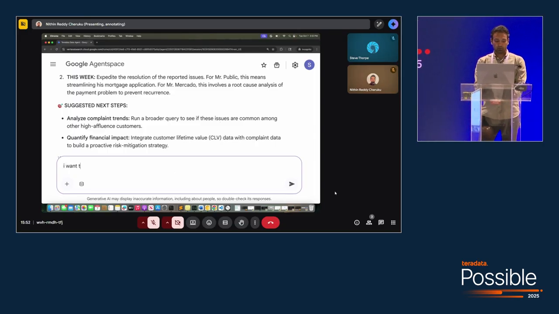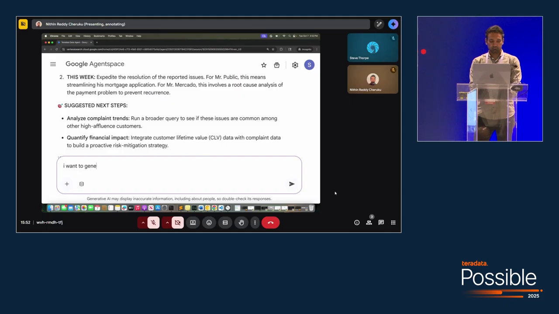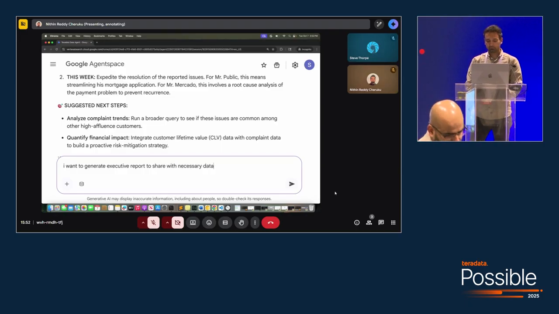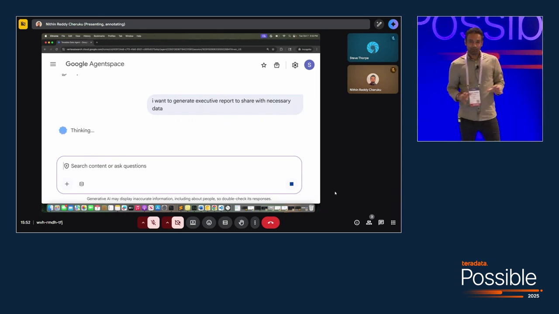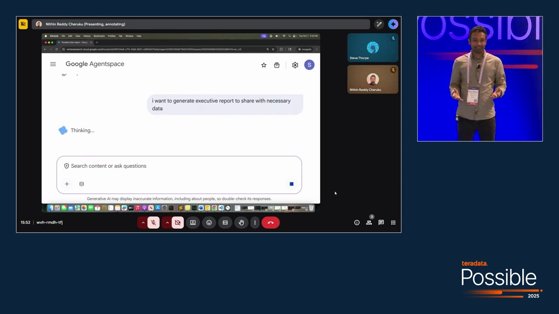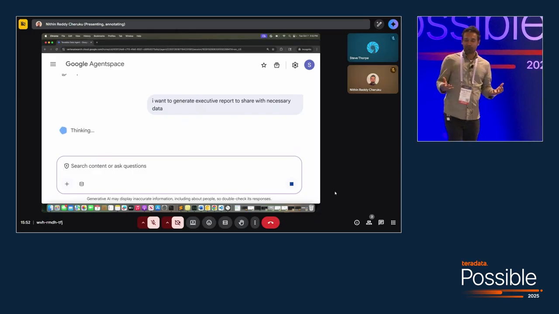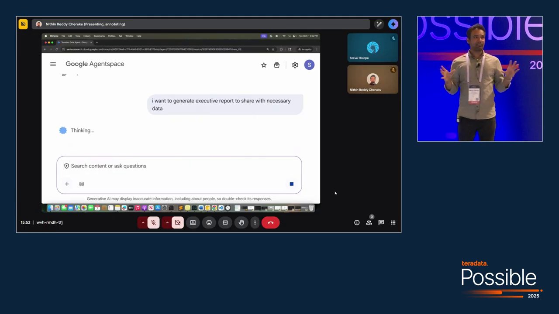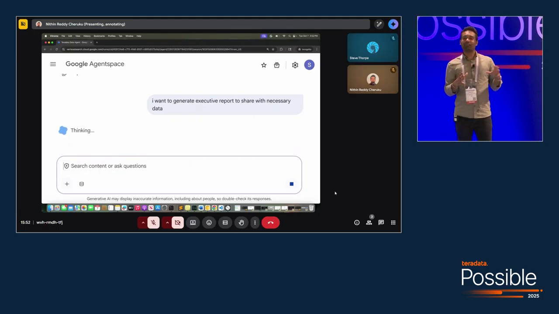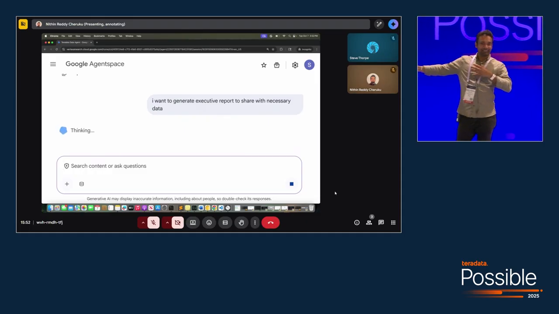I want to generate a report to share with necessary data, right? Executives love data, so we want to put as much data as possible to comprehend the time as much as possible. So we could be generating some of this data along with the visualizations and share it with executives to take immediate actions, right? So that's executive intelligence in 4 or 5 minutes rather than weeks and days, right?